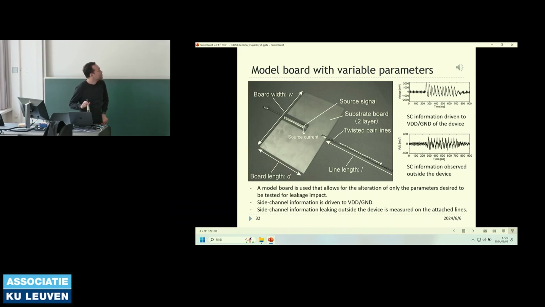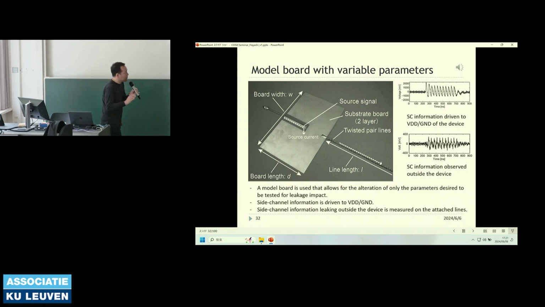The target device utilizes a model circuit board that allows for the modification of only those parameters we wish to study in relation to leakage. Side channel information is applied between VDD and ground on this board. The side channel information leaking from the device is measured on the connected cables. When side channel information is measured on the connected cables, the cables may act as antennas and potentially radiate the information to distant locations. However, for the sake of reproducibility, measurements at a distance are not conducted here. Instead, only the antenna currents on the connected cables are measured.